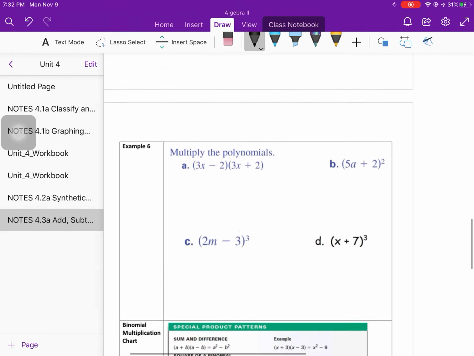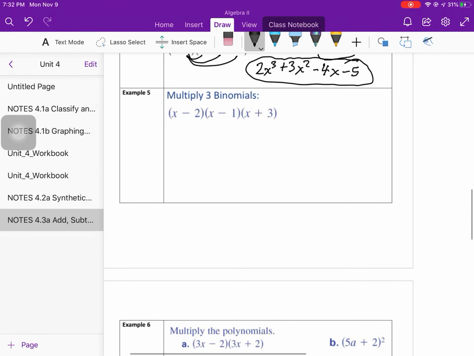Okay, we're getting close to the end here. So multiplying 3 binomials. Start by picturing it as though it's only 2 binomials. So let's just start by multiplying the first 2 together. So ignore the x plus 3. Just multiply x times x, which would be x squared.